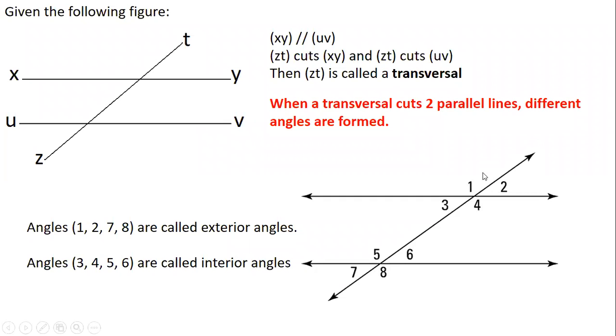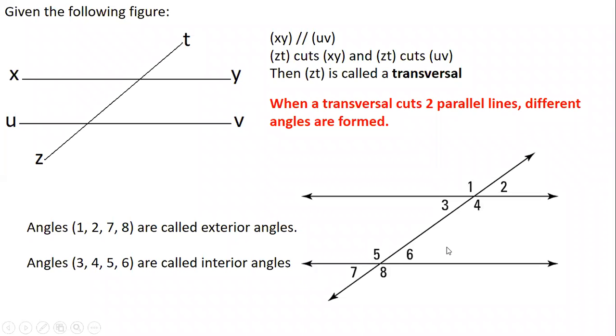So here we revised the supplementary pairs and the vertically opposite pairs, since we will be using them also in this figure. Now let's look again at angle 1 and 2. Are angle 1 and angle 2 between the parallel lines or outside the parallel lines? Outside. These are the parallel lines. Angle 1 and angle 2 are outside the parallel lines, right? What about angle 7 and 8? Inside the parallel lines or outside? Outside. Okay. So since angle 1 and angle 2, angle 7 and angle 8 are outside the parallel lines, we call them exterior angles. Exterior means outside the parallel lines.